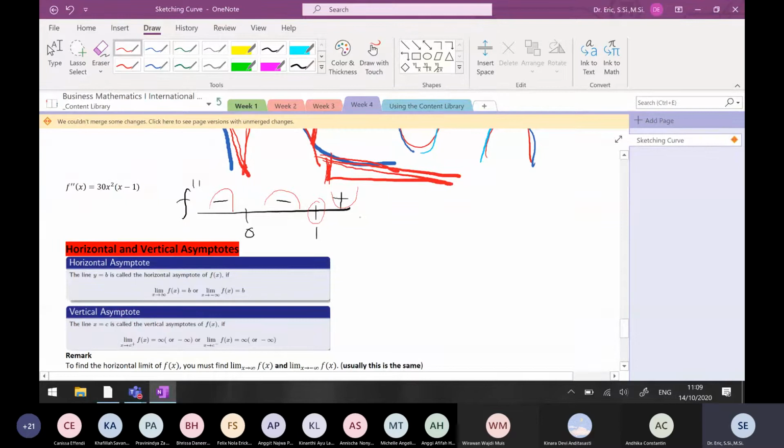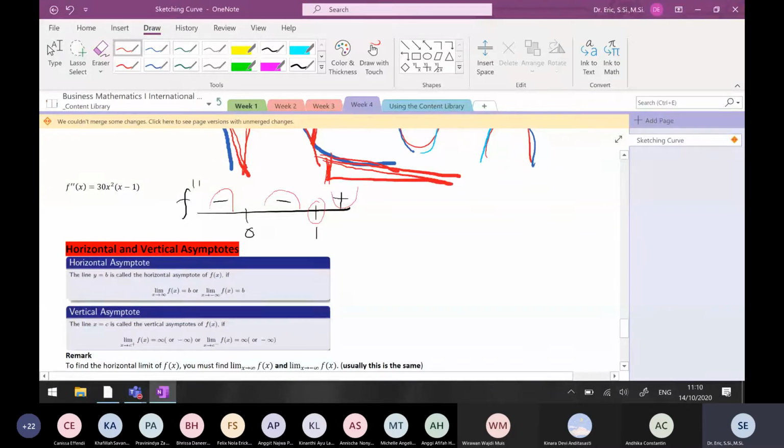So be very careful. When x equals 0, it doesn't change concavity. So x equals 0 is not the inflection point of the function f x, if f double prime is given by this.